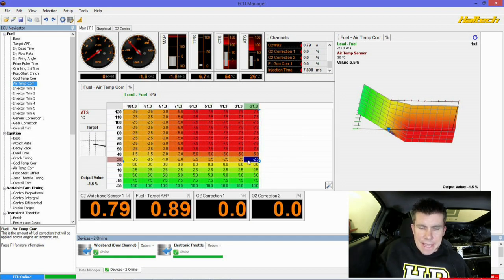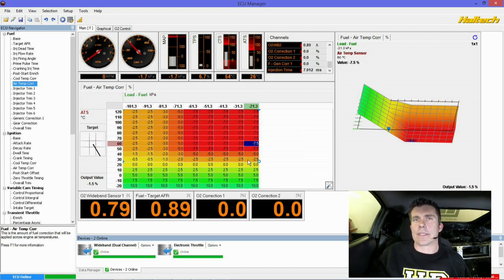What you can see is as the temperature increases, as the air temperature gets hotter, what that means is that the air density is reduced, and you can see that for every step we've taken 2.5% out of our fueling. Now you'll see that I have stopped that at 50 degrees at minus 7.5% fuel trim.